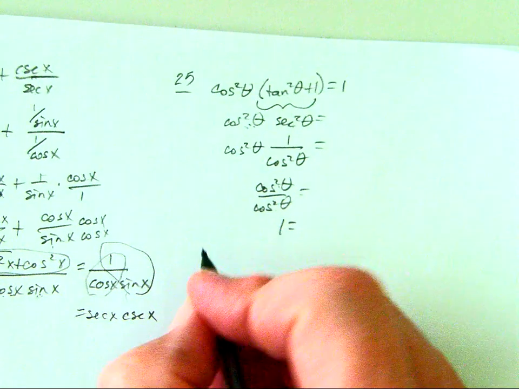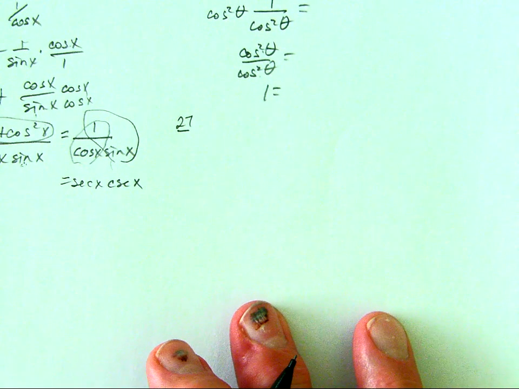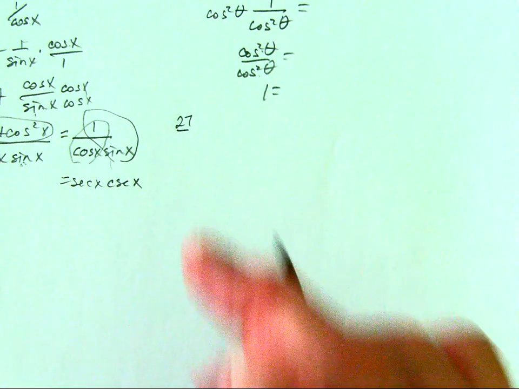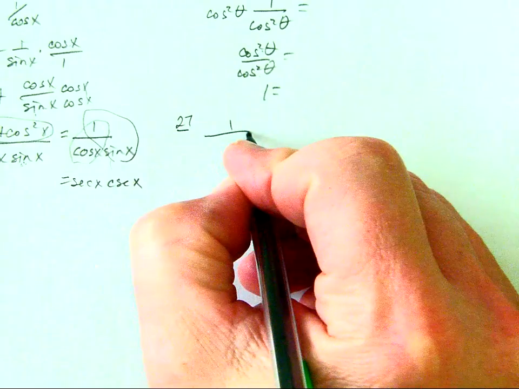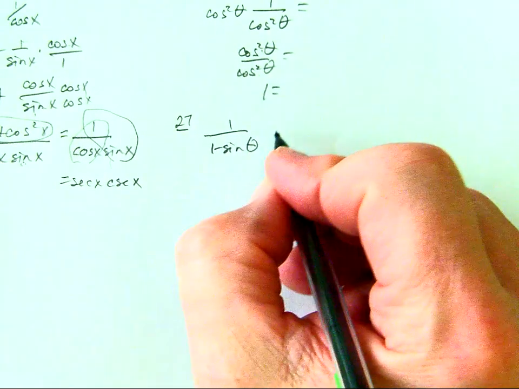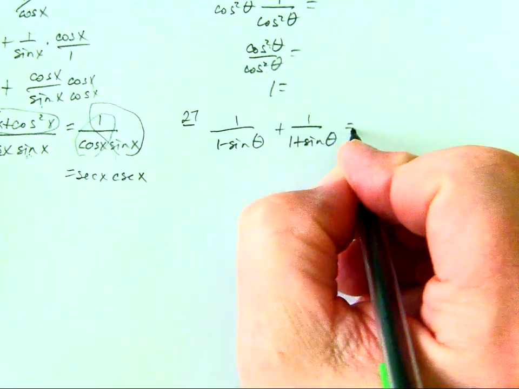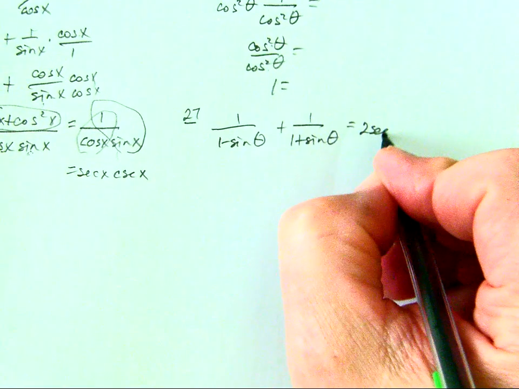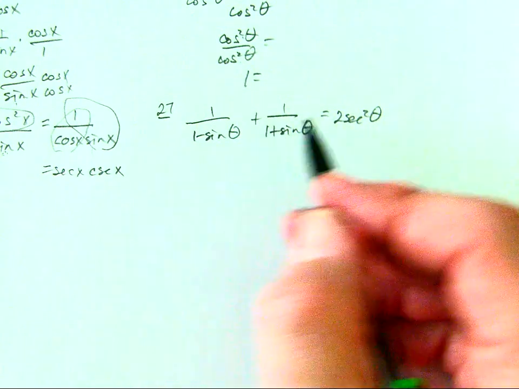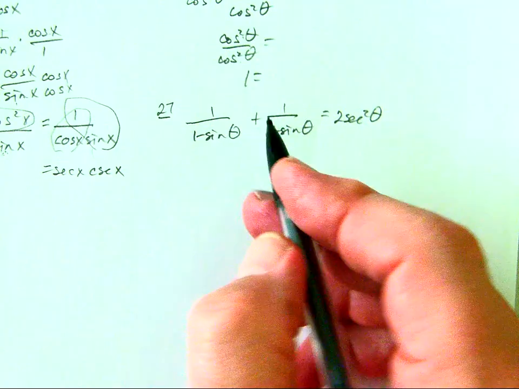While we're there, let's take a look at 27. Because one of the things that seems to give us trouble is this whole common denominator thing. This is actually not a tricky common denominator one, but it still has it. So I have 1 over 1 minus sine theta plus 1 over 1 plus sine theta equals 2 secant squared. So you can see here on the left, we're adding two fractions. Since the right is just one thing together, we need to combine these two fractions.